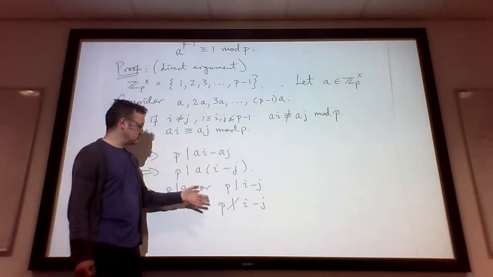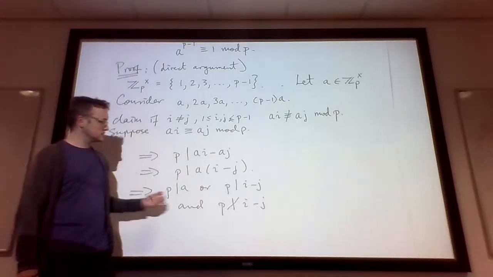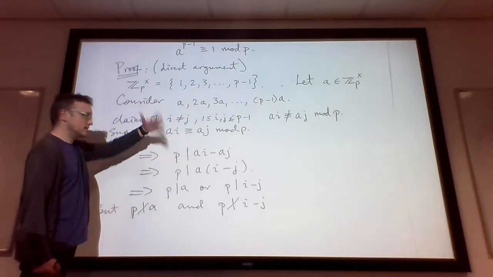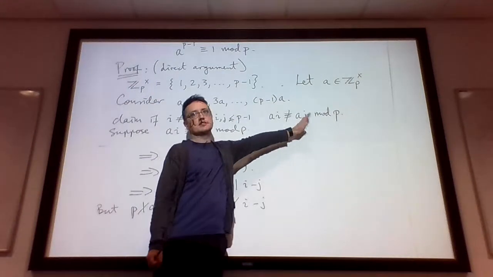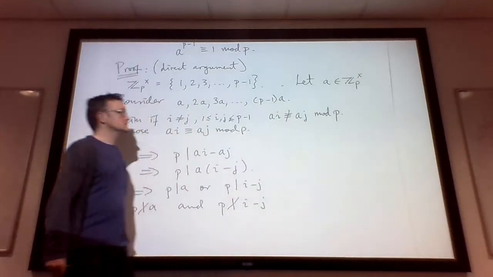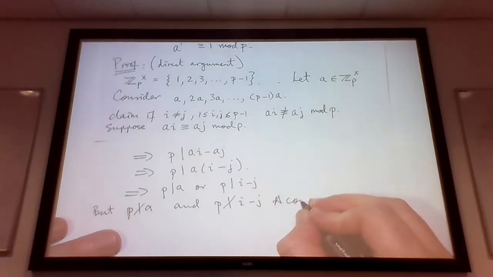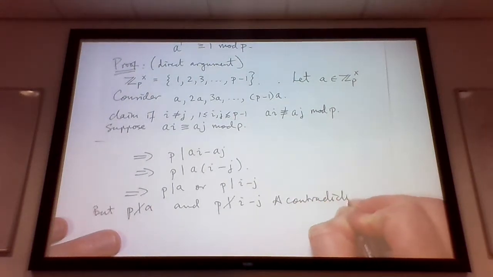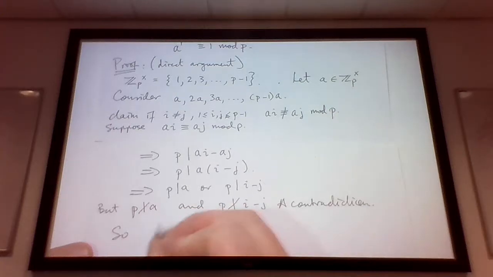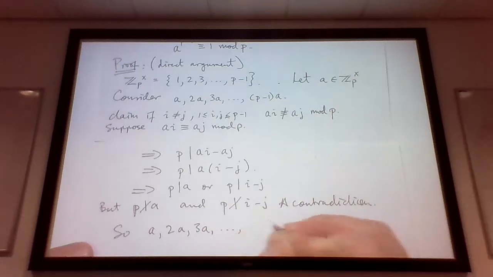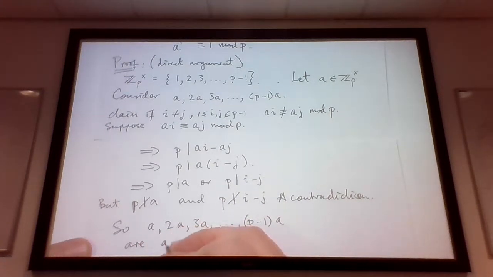So the only way to reconcile this with what we know about the prime numbers is if I is equal to J. But if I is equal to J, then obviously AI is congruent to AJ, because it is AJ. So this little proof by contradiction means this list of multiples of A are all different modulo p.